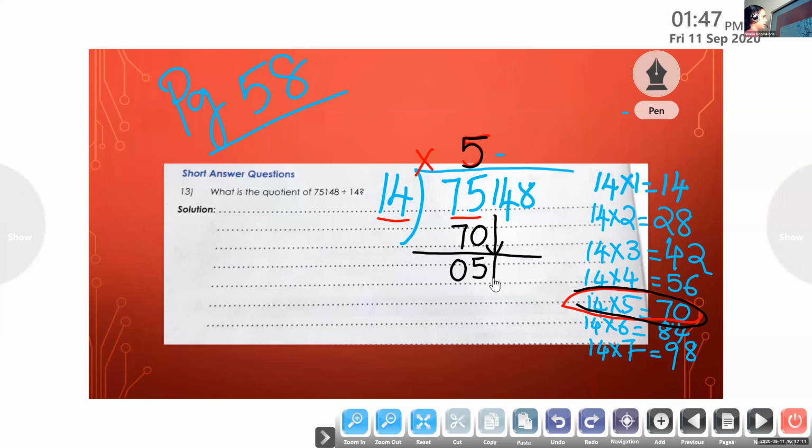Which one can we take? There is no 56. We have only 51. So from 51, we cannot take 56. So we should take 42. So we are taking 14 times 3. What is 3 into 14? 42. Now again we will subtract. Tell me 51 minus 42.